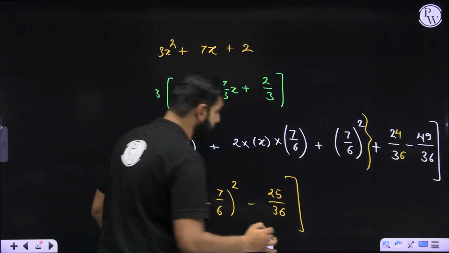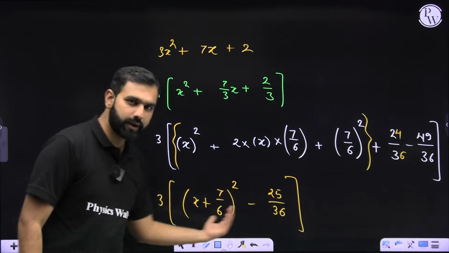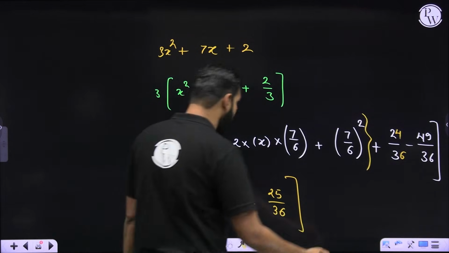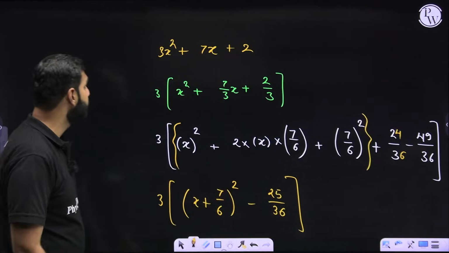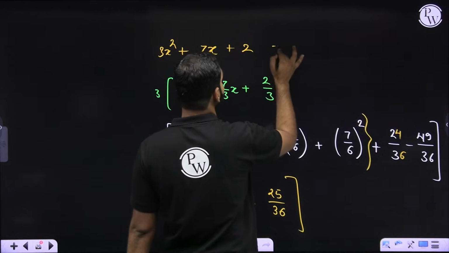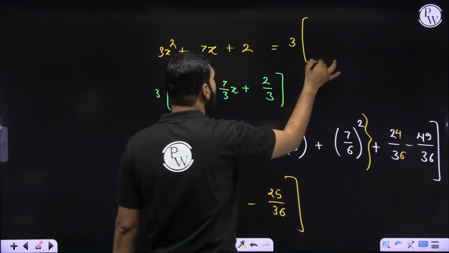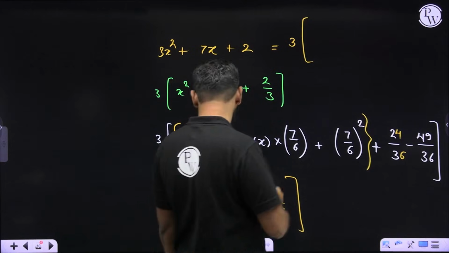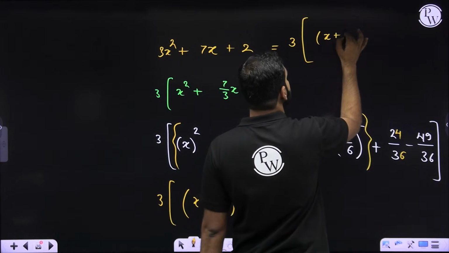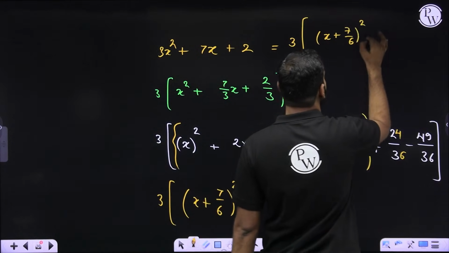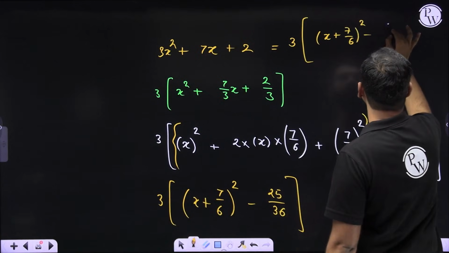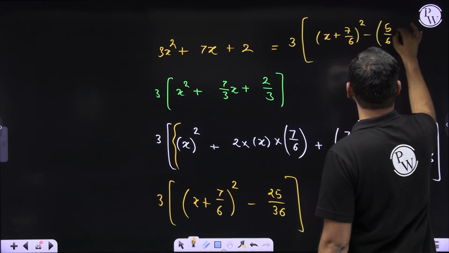Now look at this part. How beautiful it is. Why am I saying beautiful? Because this entire expression I have worked as 3 times the whole square of x plus 7 by 6, minus the square of 5 by 6.